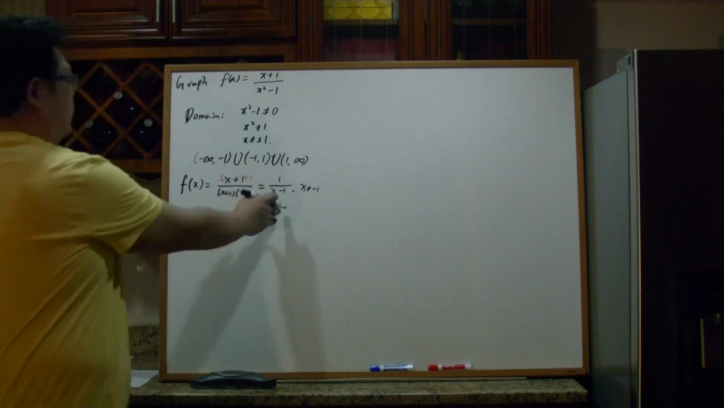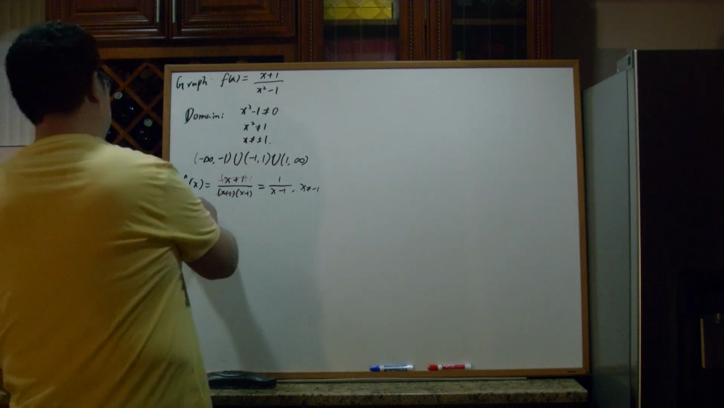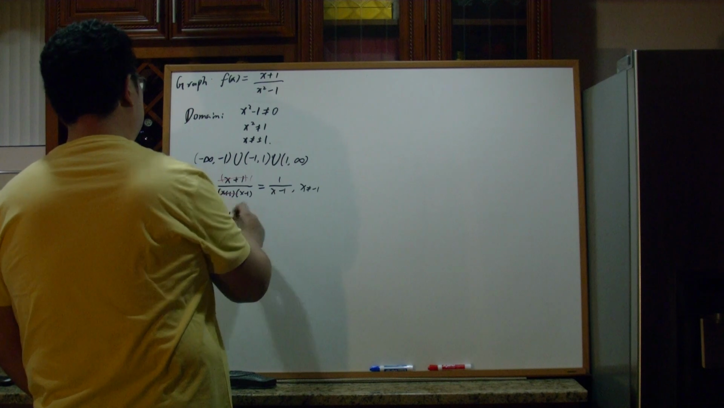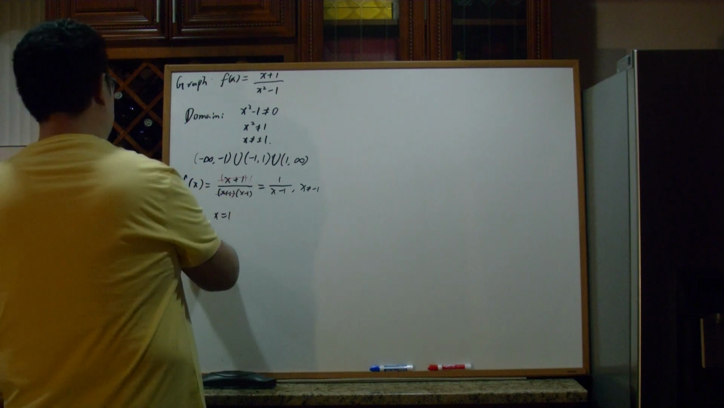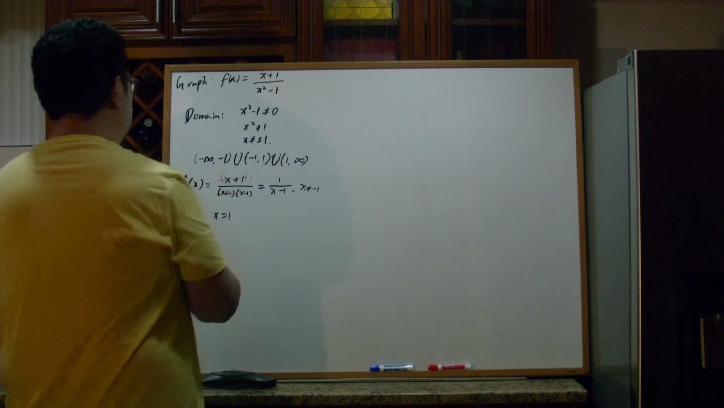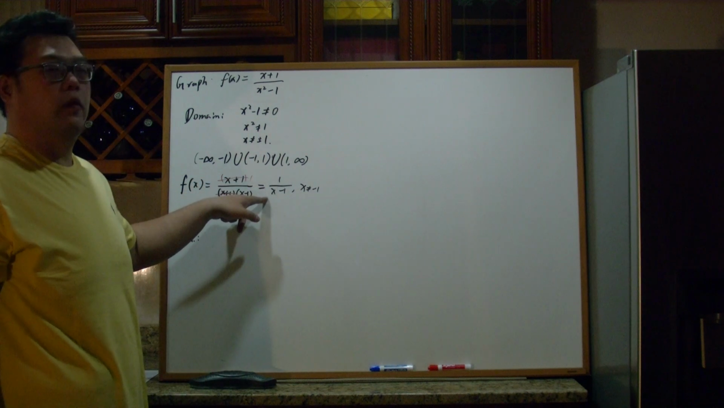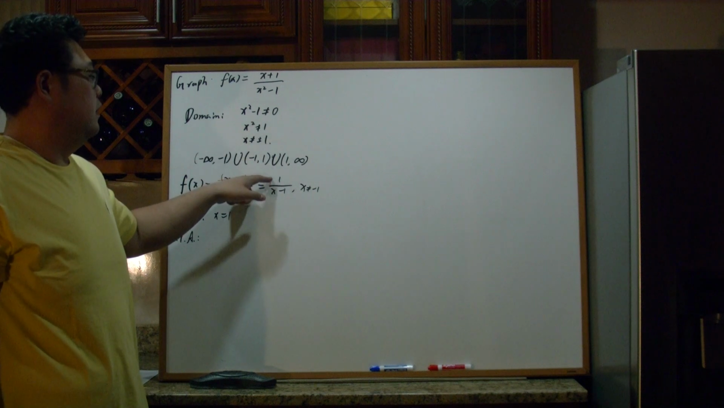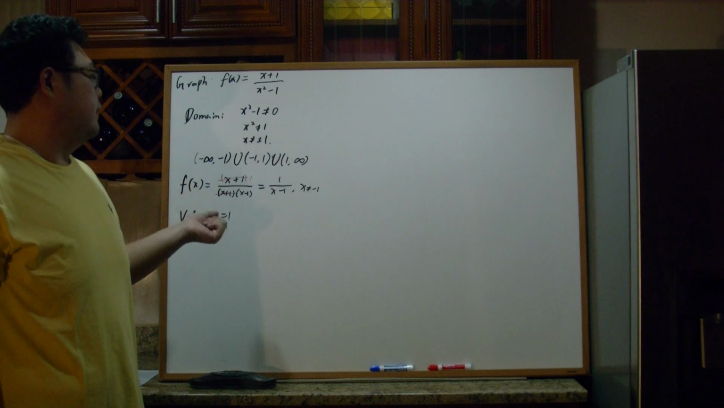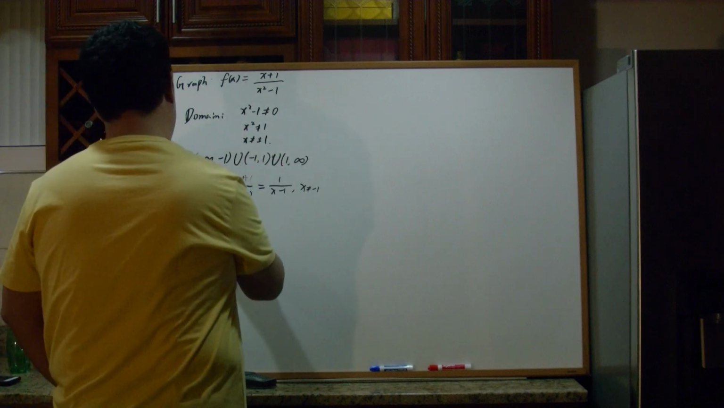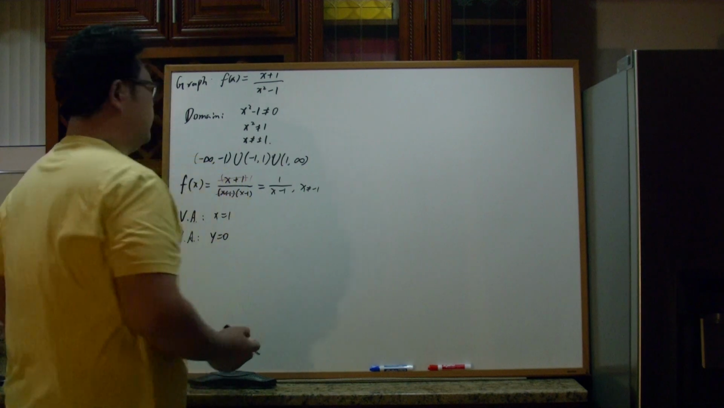So the function graph will be similar to this one. Our vertical asymptote is at x equals 1, from the denominator. Our horizontal asymptote: since the top has power 0 and the bottom has power 1 of the polynomial, we have y equals 0 as the horizontal asymptote.